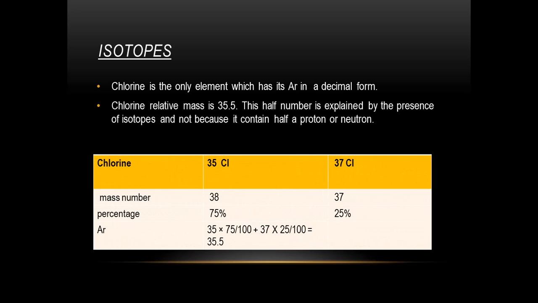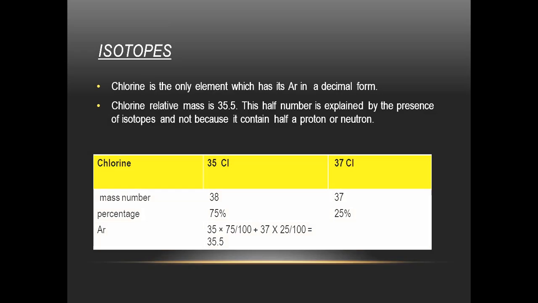You can see both chlorine isotopes have proton number 17, but for one isotope of chlorine the nucleon number is 35 and for the other it is 37. Now 35 has a percentage of 75%, while the percentage of chlorine-37 is 25%. It is very simple to find the relative atomic mass from the given percentages, and these are also called isotopic abundances. So from isotopic abundances we can find the relative atomic masses of the elements.